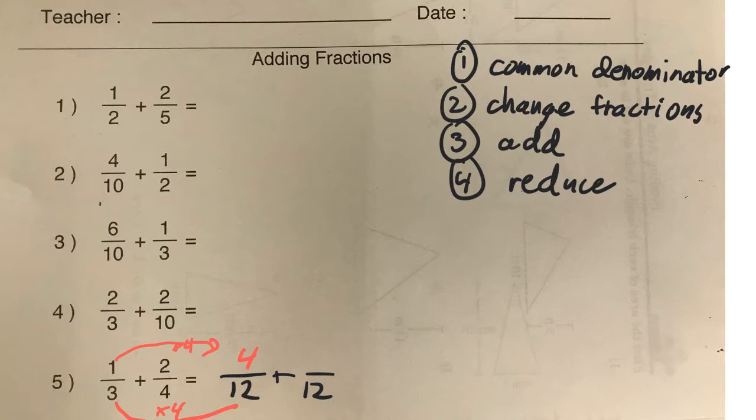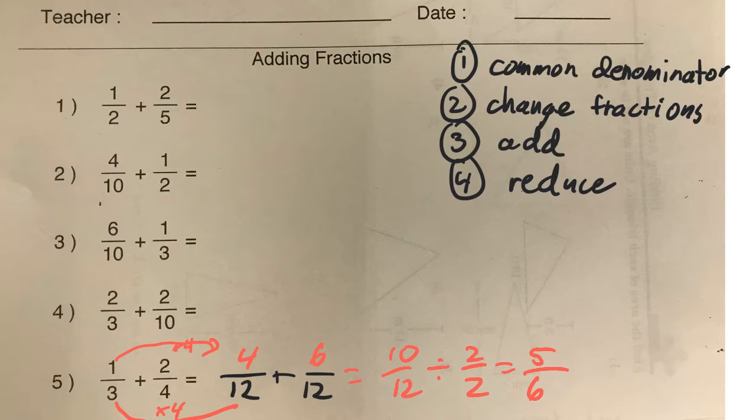4/12ths, and 2/4, that's the same as 1/2, right? So this is going to be 6/12ths. I just know that. And that gives me 10/12ths, and I'm going to reduce that because they're both even numbers. And the answer is 5/6. How about we'll go backwards. We'll do number 4 now.